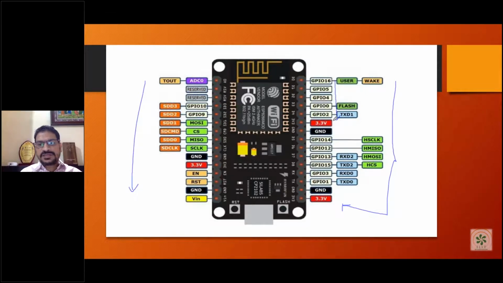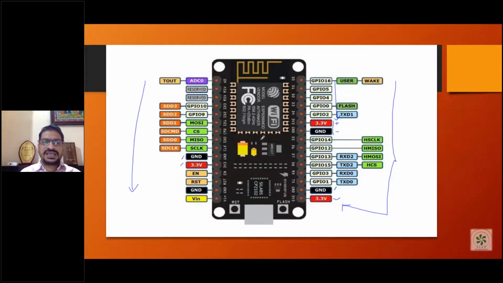Then we have some 3 volt and ground pins. These pins are useful for giving power to the actuators or sensors. So we'll give the power here. This is the positive supply, and the ground is your negative supply. Positive and negative are required to make any sensor work. Here also we have a ground pin and a 3 volt pin, and here also we have a 3 volt pin and a ground pin.